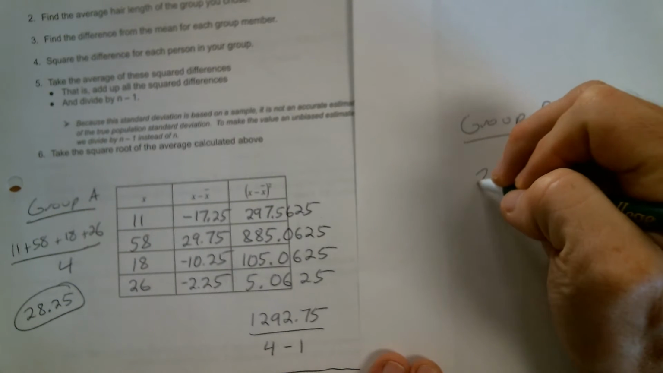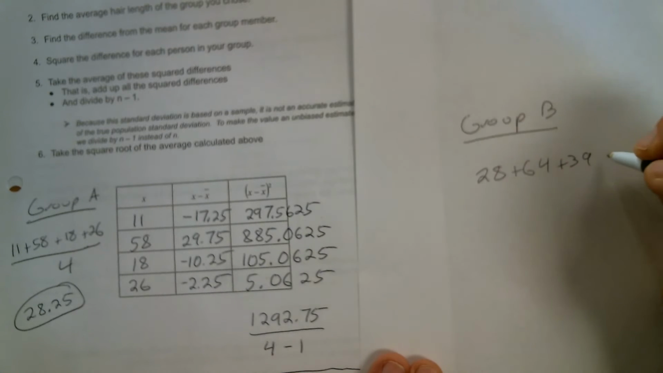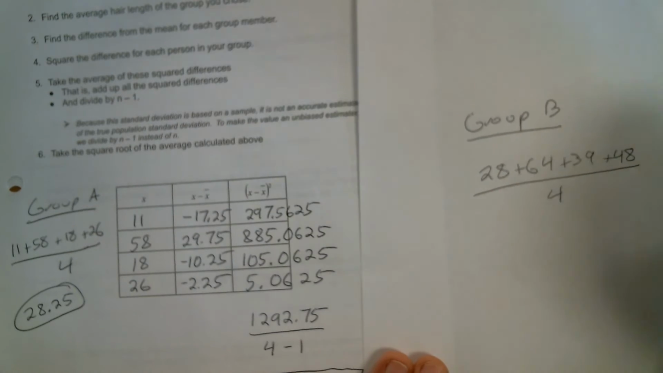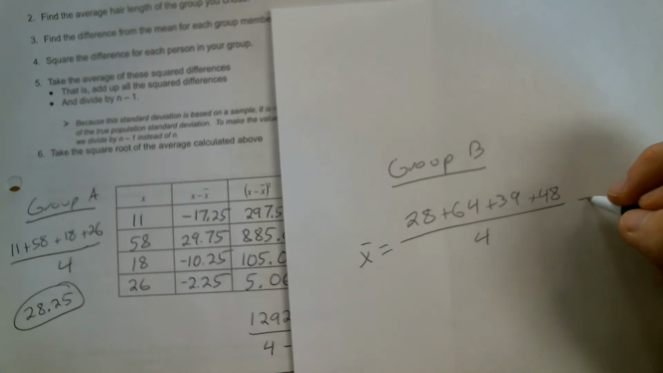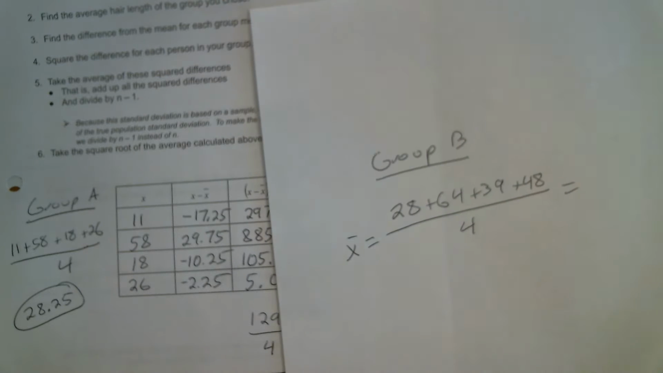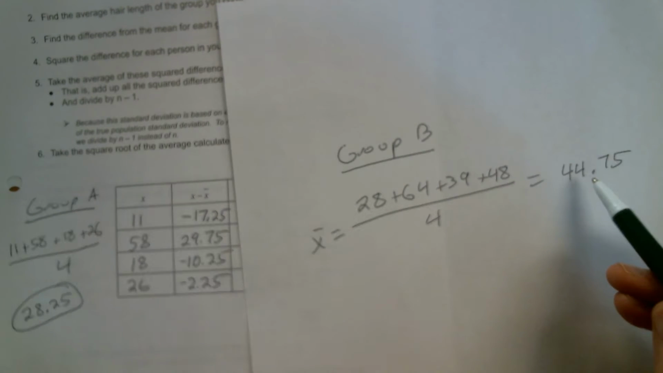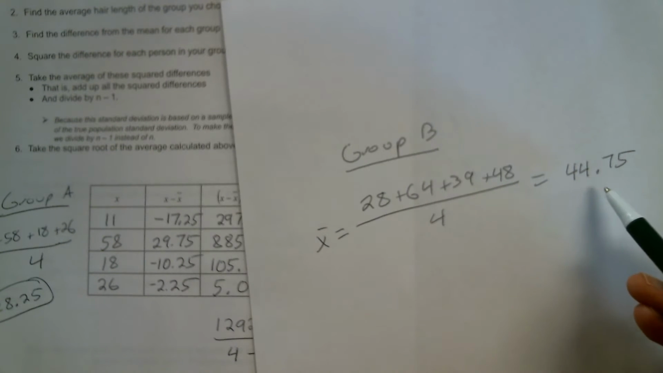So group B is 28 plus 64 plus 39 plus 48 divided by 4. That's going to give us our average. So x bar equals this, because again, this is telling us our average. All right, and that works out to 44.75. So we're going to see how far each observation is from this mean.